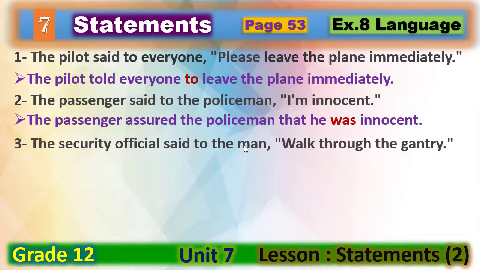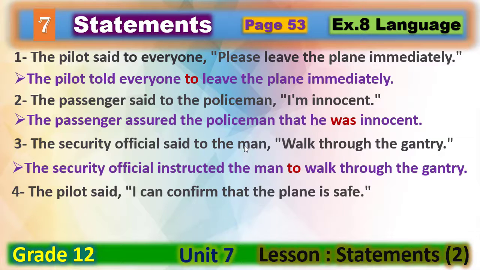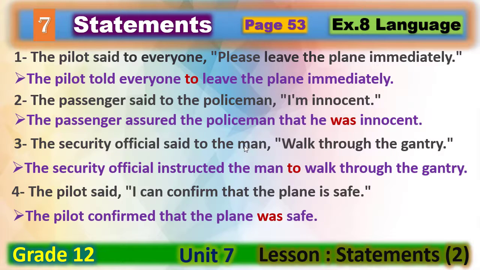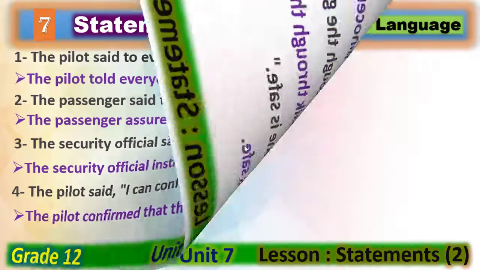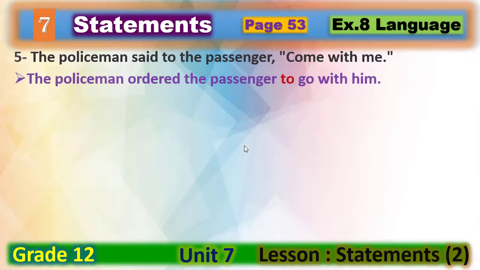The security official said to the man, walk through the gantry. So it will be, the security official instructed the man to walk through the gantry. The pilot said, I can confirm that the plane is safe. The pilot confirmed that the plane was safe. Number 5. The policeman said to the passenger, come with me. Instructions here. The policeman ordered the passenger to go with him.